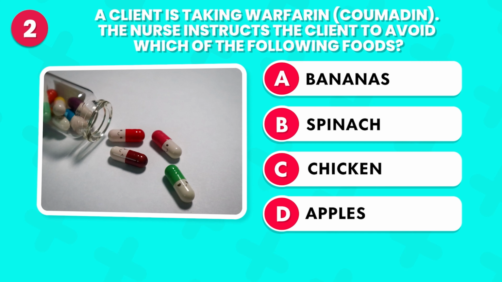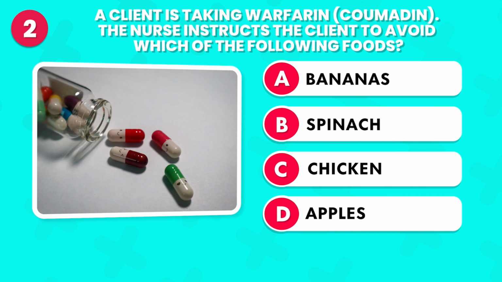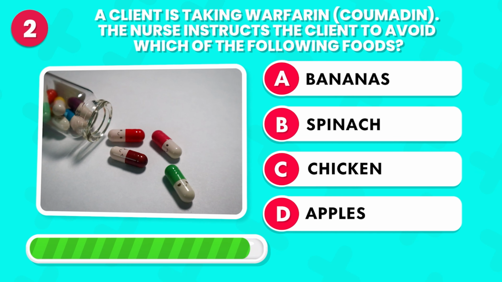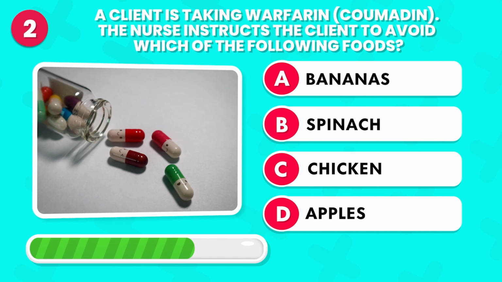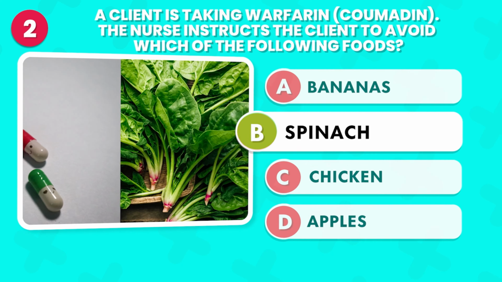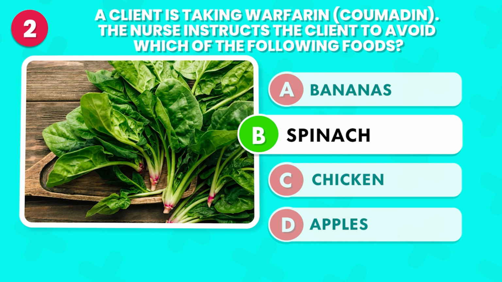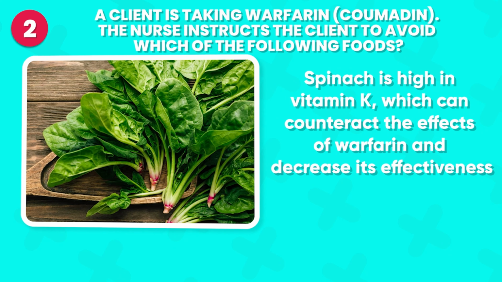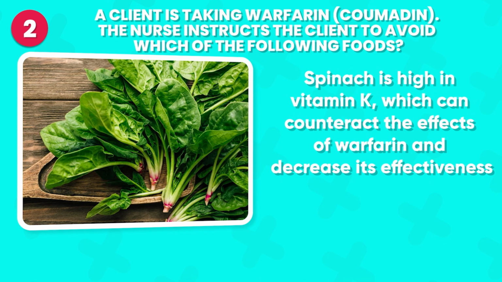A client is taking warfarin, Coumadin. The nurse instructs the client to avoid which of the following foods? A. Bananas. B. Spinach. C. Chicken. D. Apples. It's B. Spinach. Spinach is high in vitamin K, which can counteract the effects of warfarin and decrease its effectiveness.